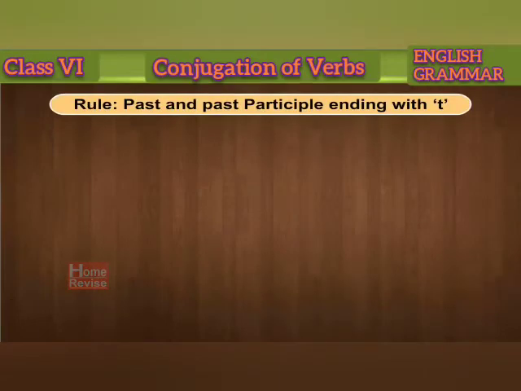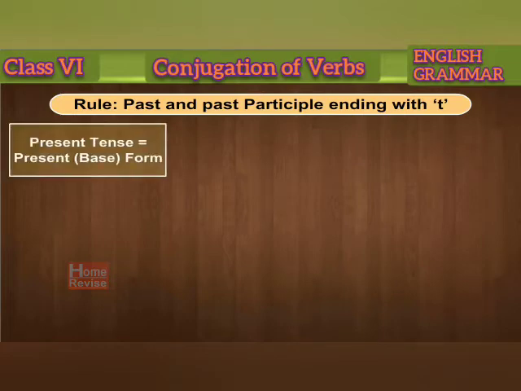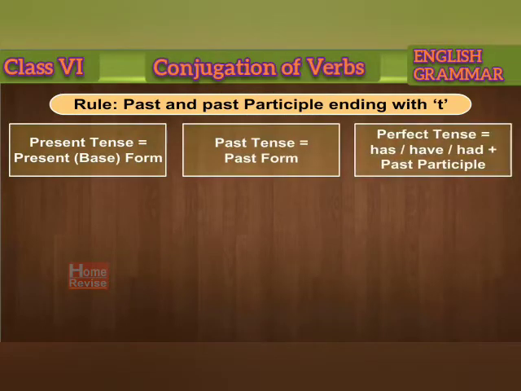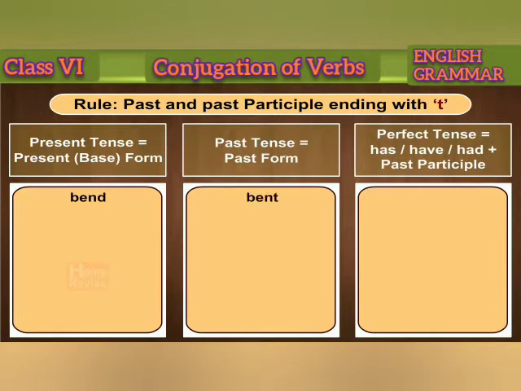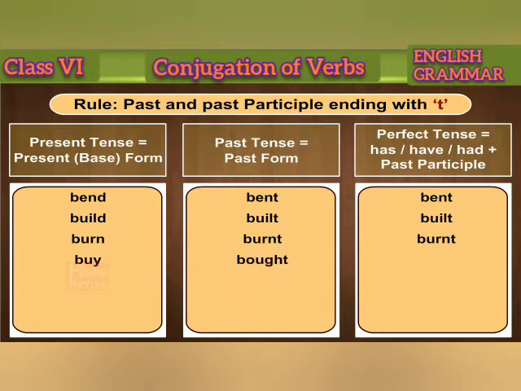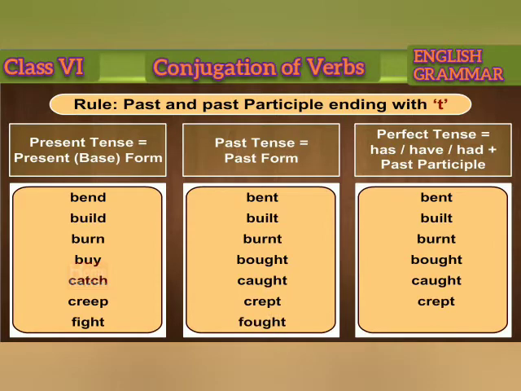Rule: past and past participle ending with T. Present base form, past, past participle. Bend, bent, bent. Build, built, built. Burn, burnt, burnt. Buy, bought, bought. Catch, caught, caught. Creep, crept, crept. Fight, fought, fought.